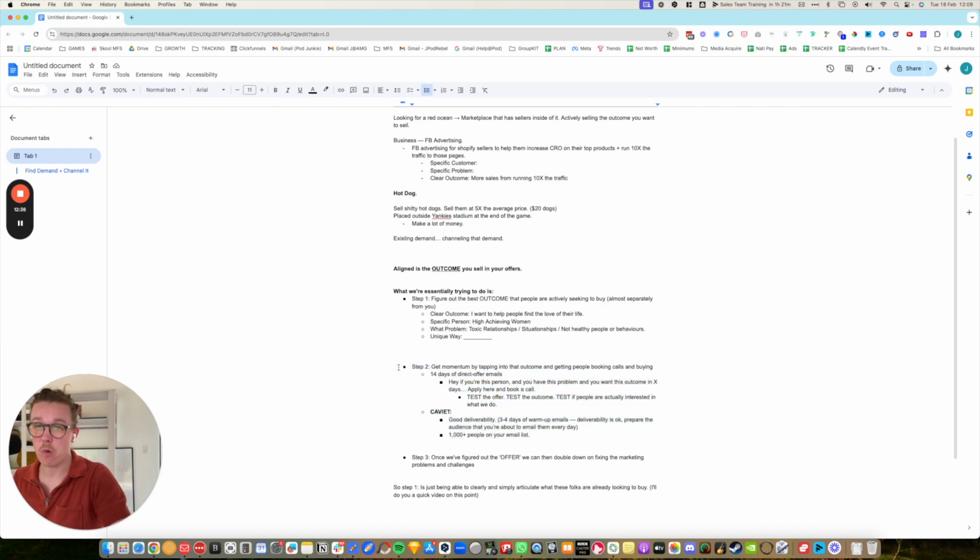Because if it doesn't work in step 2, there's no point us moving on to try and make the marketing better, because the core product, the core outcome we're promising to solve, isn't resonating. So this is really important. We want to fix this before we really move on.